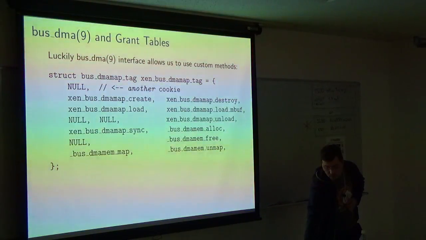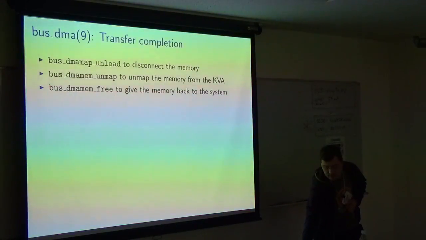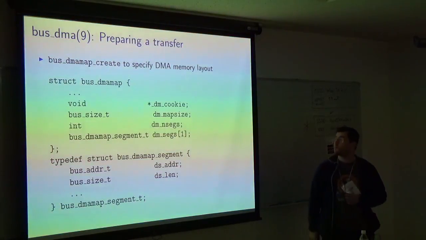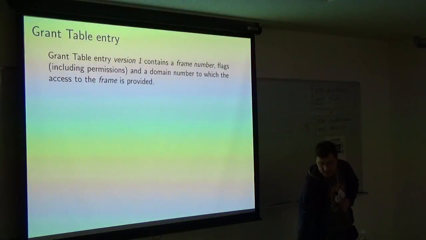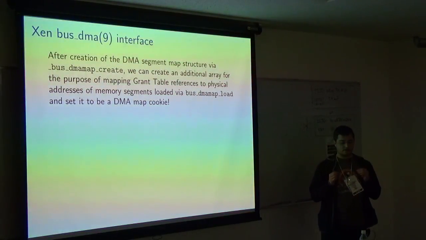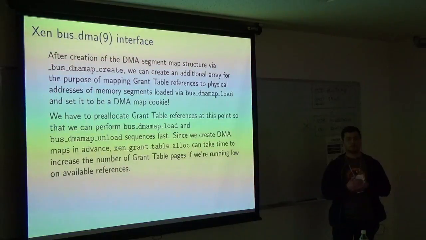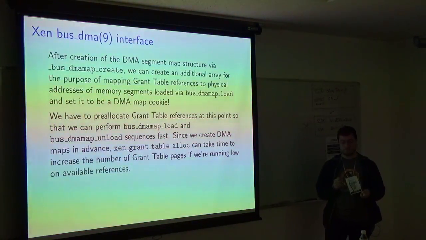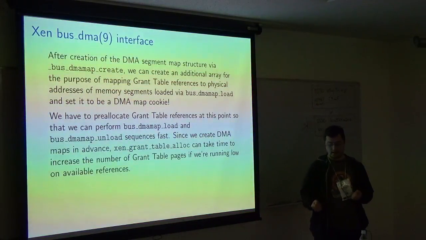And the bus_dma tag structure, as well as the map structure, contain a cookie pointer to store your private data associated with the map. We use that cookie pointer to allocate and store a small array that acts as a mapping between the references and physical addresses. We allocate this array at the bus_dma map create stage before we actually need to load or unload individual buffers. Once that's done, whenever we want to load a buffer or unload the buffer, we can call a few simple functions that just twiddle bits in pre-allocated entries of the grant table.